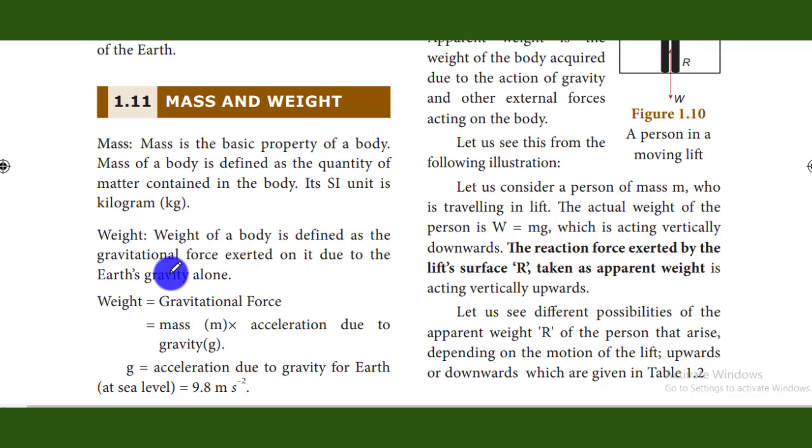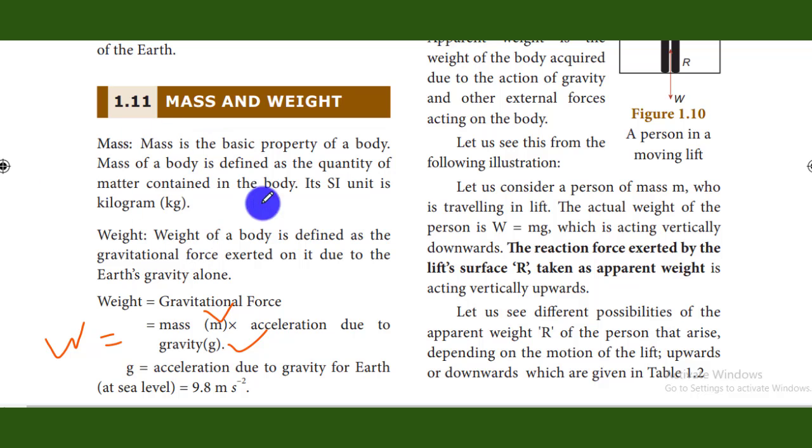Then weight is equal to gravitational force, that is mass into acceleration due to gravity, m into g. We can simply denote W is equal to m g. G, the acceleration due to gravity for earth, is equal to 9.8 meter per second square. This is the answer for the differentiation between mass and weight.